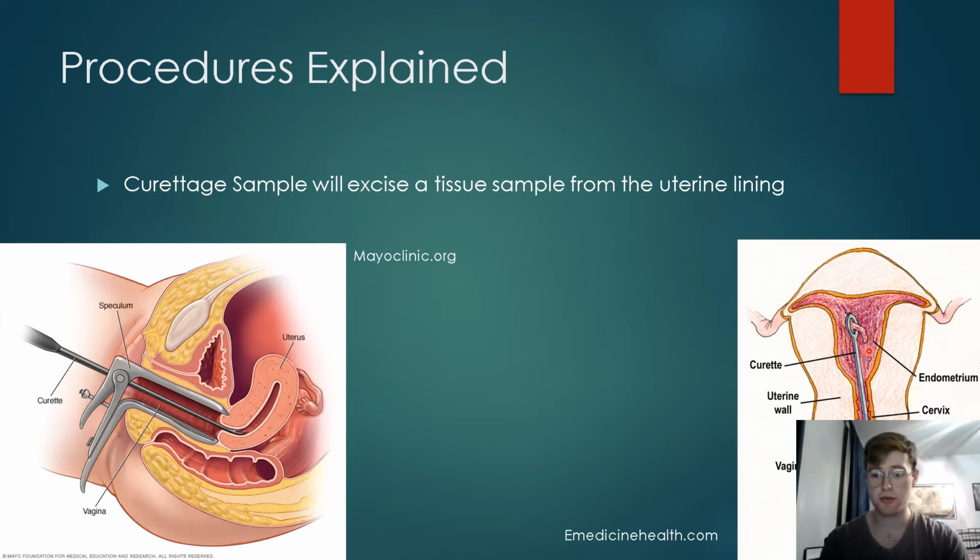This must pass through the cervix here in order to get into the endometrium of the uterus. We can see another speculum here assisting the curette as it enters through the cervix.